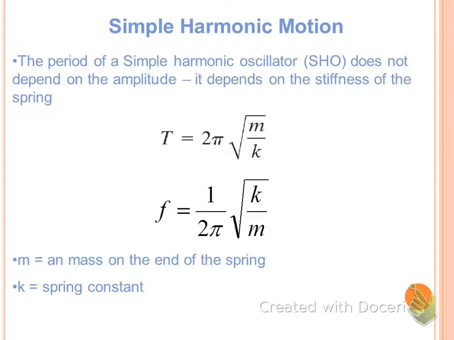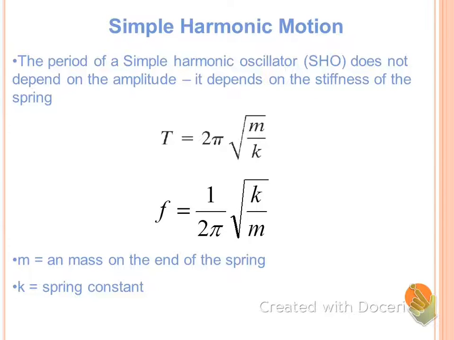So we looked at energy and simple harmonic motion, and now we're going to look at how to solve period and frequency in simple harmonic motion. These two equations should go on your equation sheet. These period and frequency equations must be for a spring, okay? And why is that the case? Why do these have to be for a spring oscillation system?